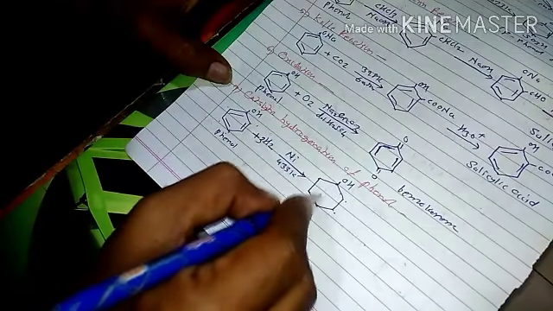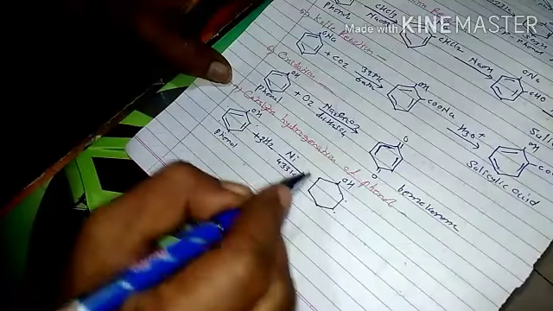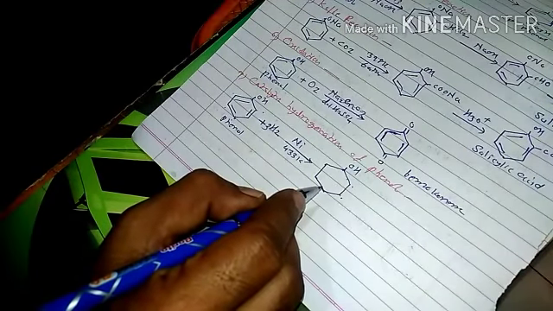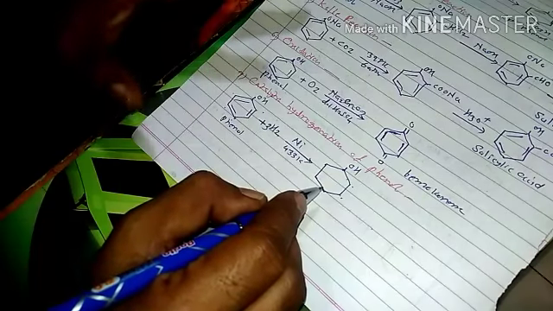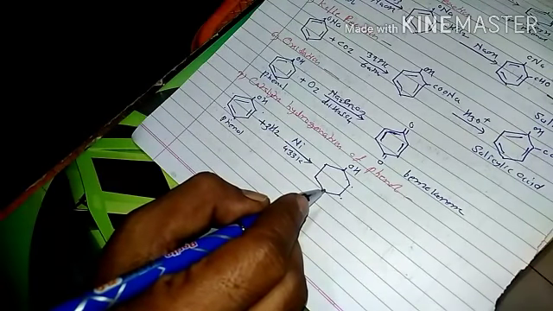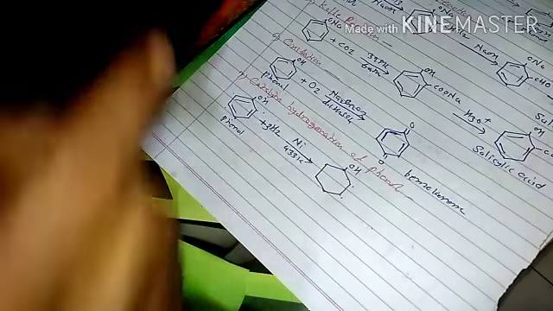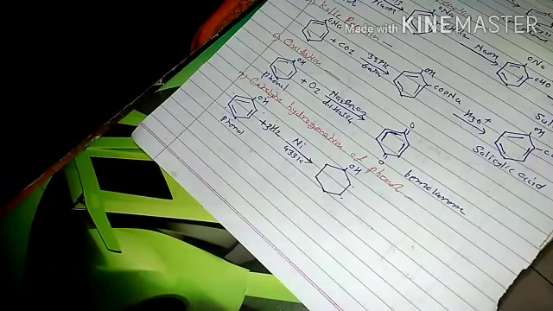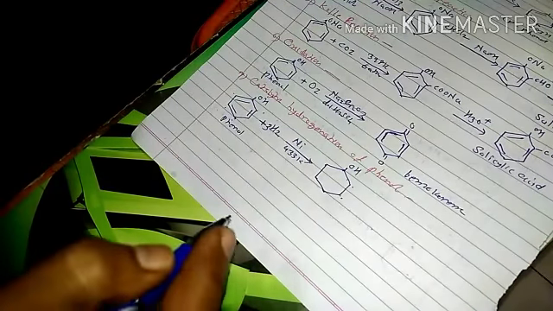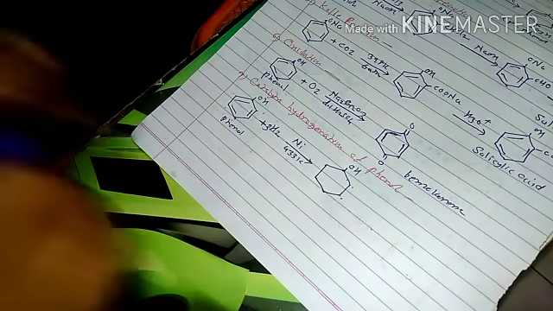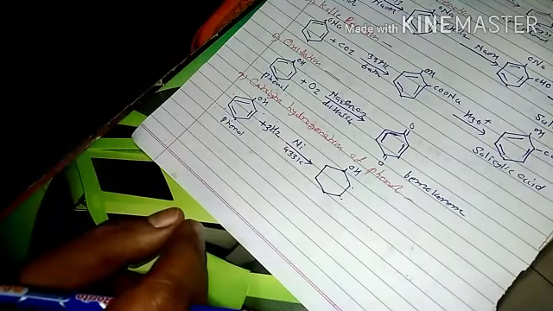CH2, CH2, CH2, CH2, CH2. There is no double bond. So this is known as a cyclohexane. The formula of cyclohexane is C6H12. If it is C6H14, it is aliphatic alkane, hexane. But if that open chain is closed, then to connect the last and first carbon, two hydrogens must be removed. And therefore, the formula of cyclohexane is C6H12.